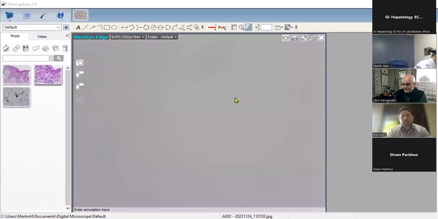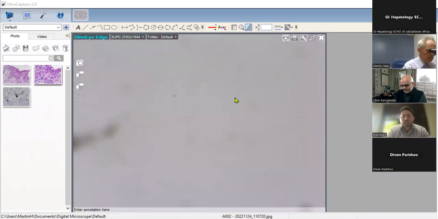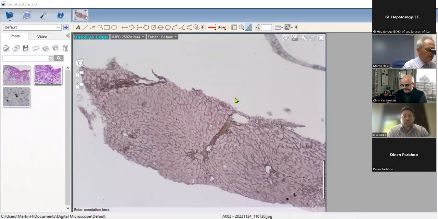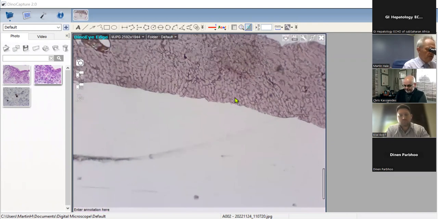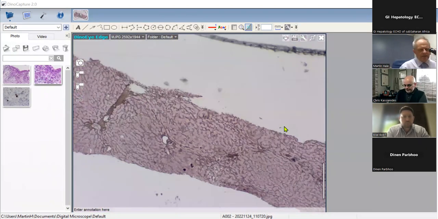What I'm going to do is put on the reticulum stain. Don't worry too much about the dots. It's really just to give us guidance as to which part of the biopsy we're looking at. But you can see that for all intents and purposes, the architecture is maintained. For example, in this area here, I think you've got a portal tract there, another portal tract there. You've still got the trabecular reticulum framework maintained. There's a little bit of condensation here and there.